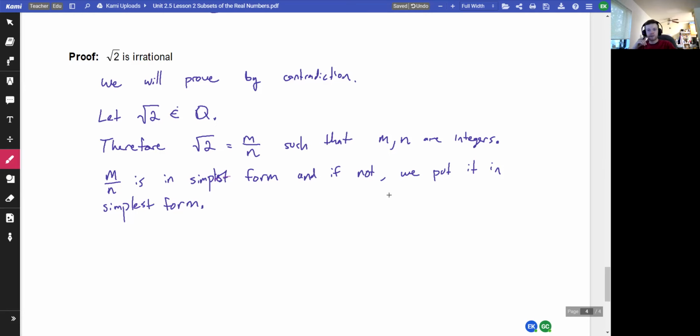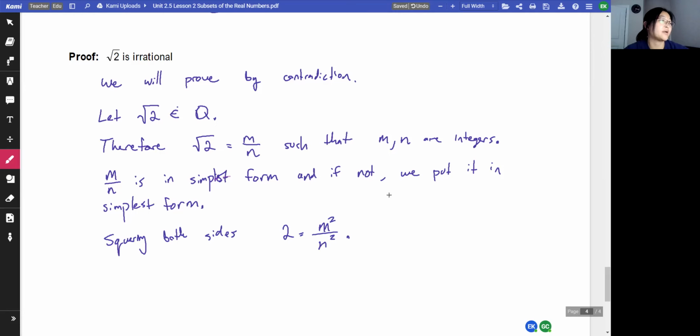I don't like the square root of 2, but I do like 2. I know a lot about 2, especially from this video with even and odd numbers. Can we square both sides? Absolutely. So then we end up with 2 equals M squared over N squared. Squaring both sides. 2 is equal to M squared over N squared. Ooh, I see something in our future. Well, so then we have M squared over 2 equals N squared, right?